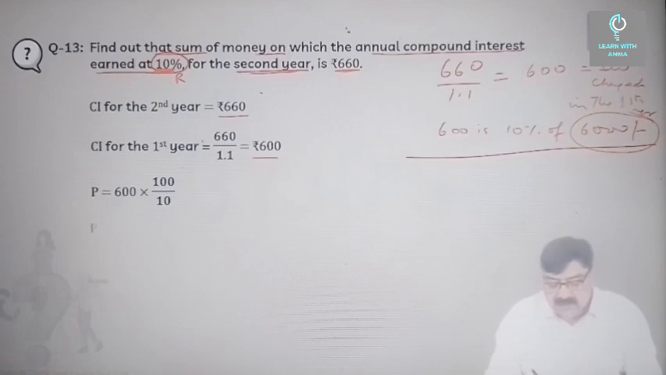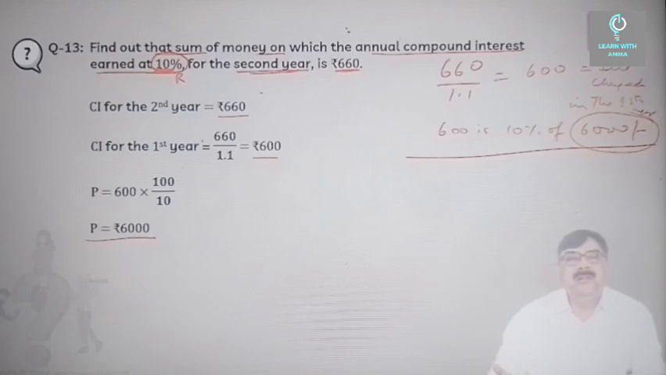So, 600 into 100 by 10, you get the principal amount as 6,000. So, as it is, 600 is 10% of 6,000, right? Just by verbal calculation, there is no calculation also involved. My point here is, try to write as less as possible while doing rough work. Try to do all these calculations and reason them out in your mind.